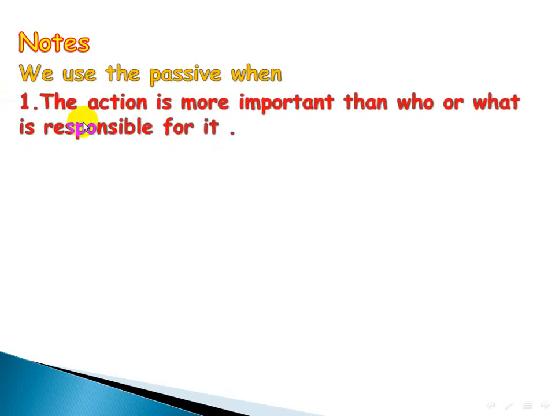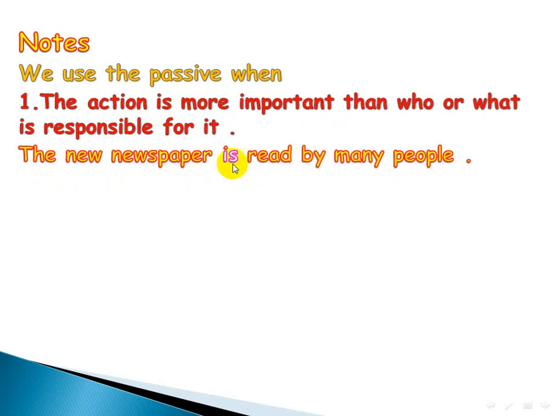Now guys, these are some general notes. We use the passive when... So when should you use the passive voice? Number one, when the action is more important than who or what is responsible for it. So when I focus on the action, we should use the passive voice. For example, the newspaper is read by many people. This is the receiver of the action, the newspaper. And we put the agent at the end of the sentence, that means it's not important.